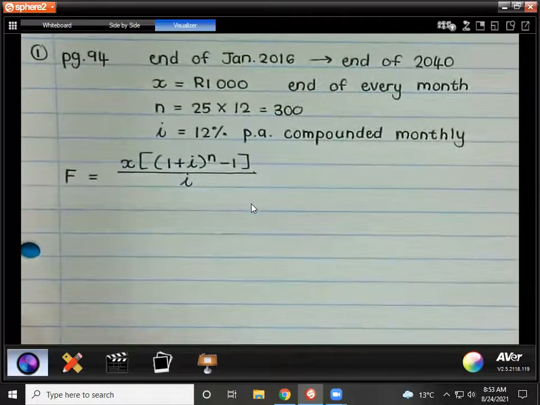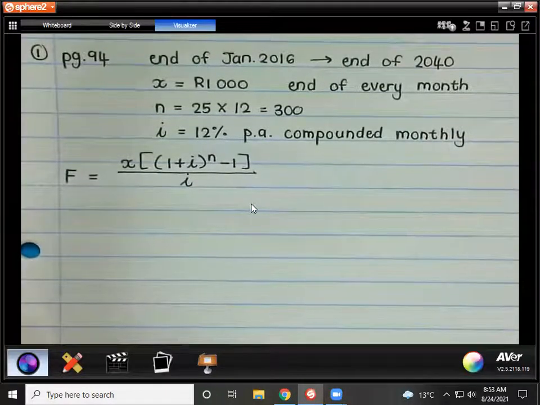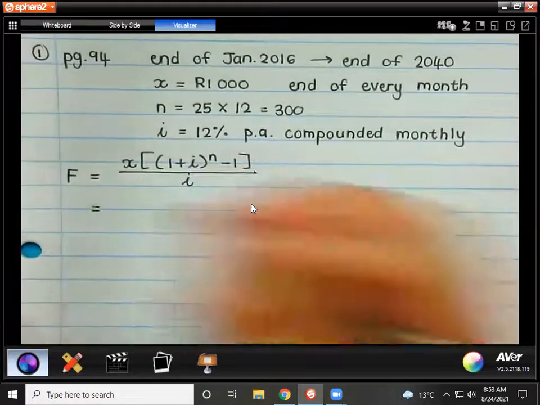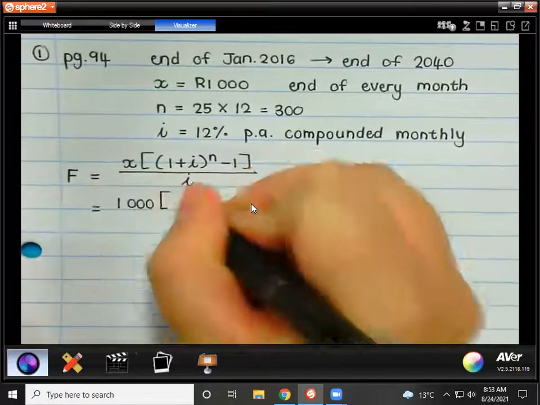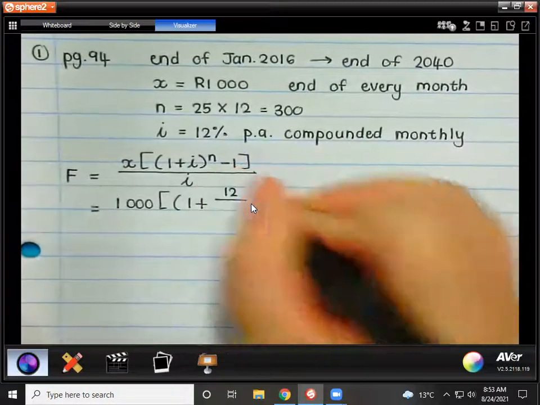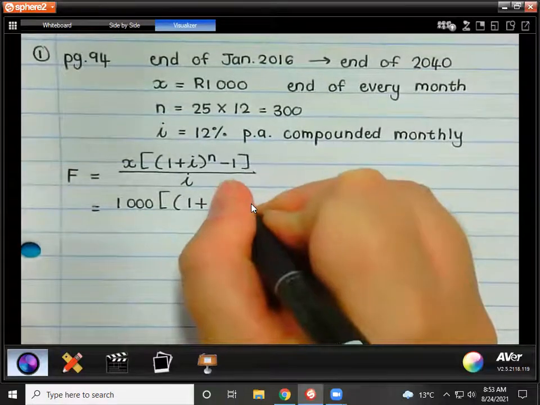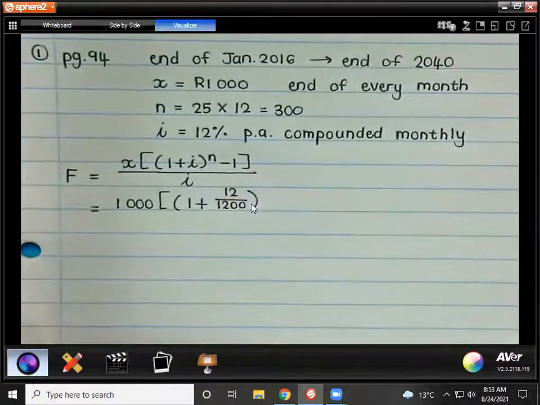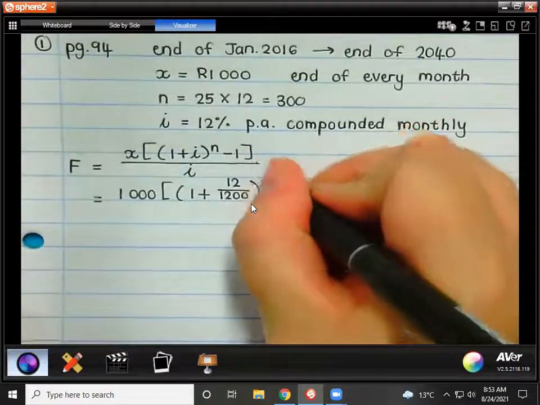Sorry that it's very zoomed in now, but I don't want to zoom in and out the whole time. All right, now we're just going to substitute everything into this formula. So X is 1000. Then we have 1 plus. Now, guys, remember, if it's 12% compounded monthly, it's going to be 12 over 1200. Okay, that's just something to remember. To the power of 300.